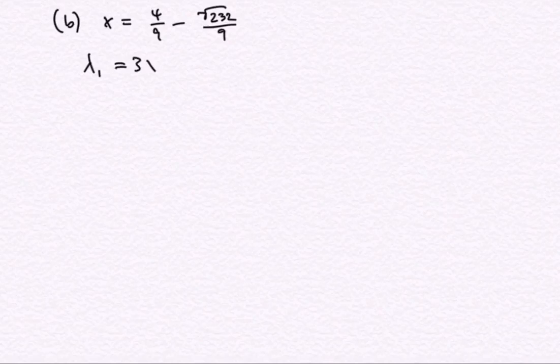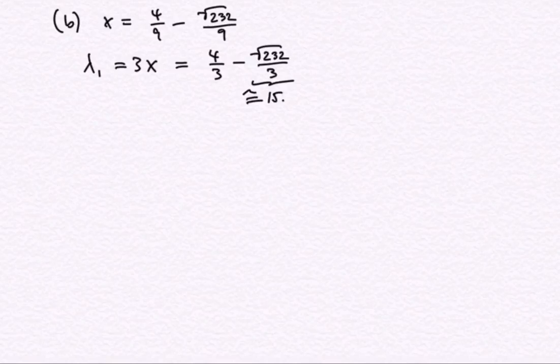So let's consider the second subcase, where x is equal to 4/9 minus the square root of 232 over 9. I can evaluate lambda as 3 times x, because this is essentially the fastest way to see that I'm running into a contradiction here as well. So this is 4/3 minus square root of 232 over 3, and this is a numerical value roughly equal to 15.2 something, so certainly bigger than 4/3. So this is a negative value, so I'm running into a contradiction here as well. I don't get any candidate points out of this case, despite all my gyrations to solve this equation for x.